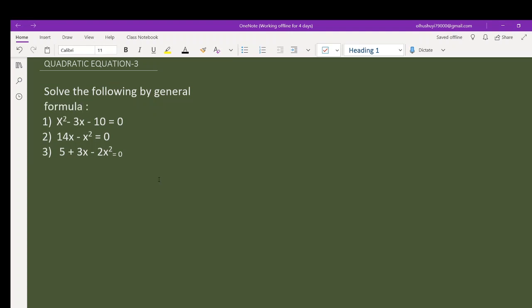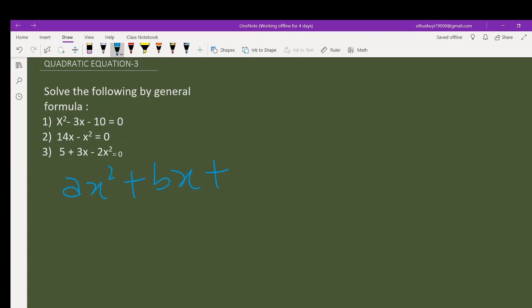So, what is the general formula? For ax squared plus bx plus c equal to 0, using the general formula, x is equal to minus b plus or minus the square root of b squared minus 4ac, everything upon 2a.